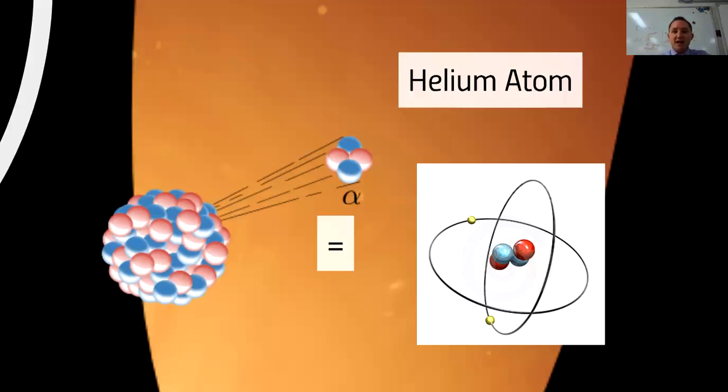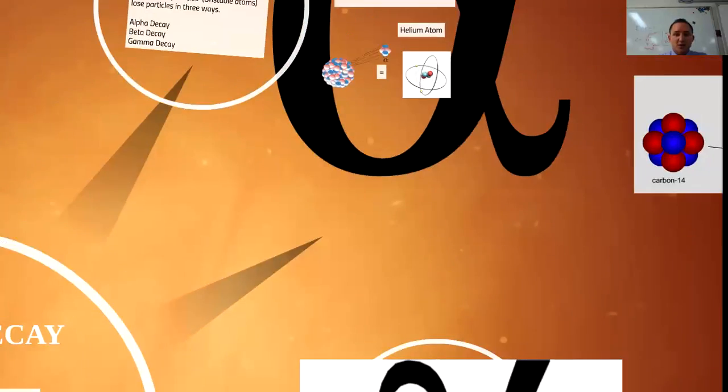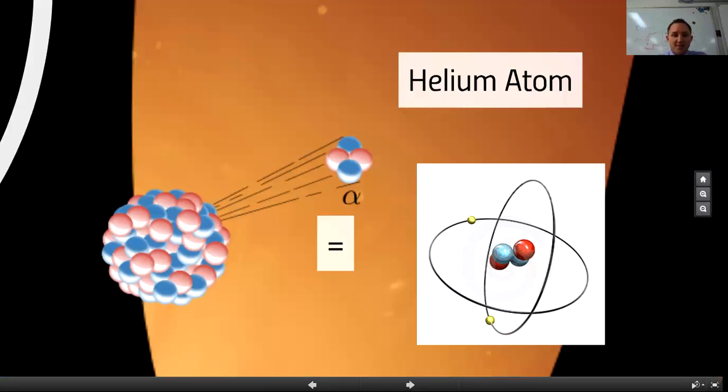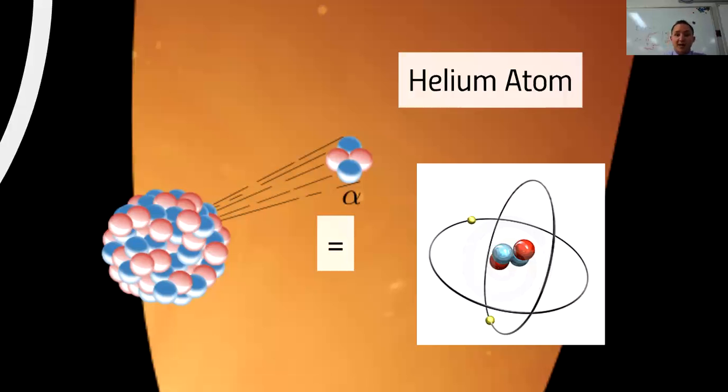Alpha particles are very similar to a helium atom. For example, that's a helium atom on the right. An alpha particle there is very similar. It has two neutrons, two protons, and a mass number of 4, and 2 electrons.